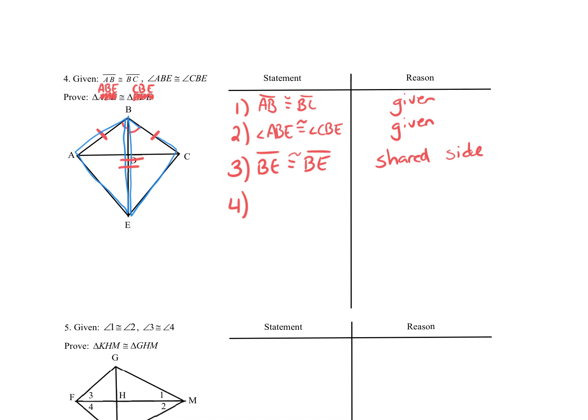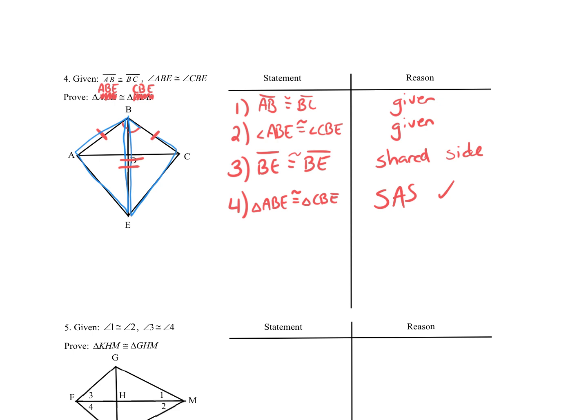What is my last statement going to be? It's going to be the proof statement. So we have triangle ABE is congruent to triangle CBE by what? Side equals side. Yep. Done. Questions on the proofs.